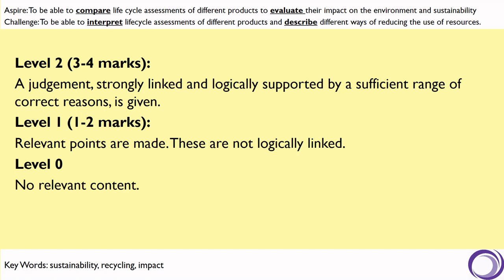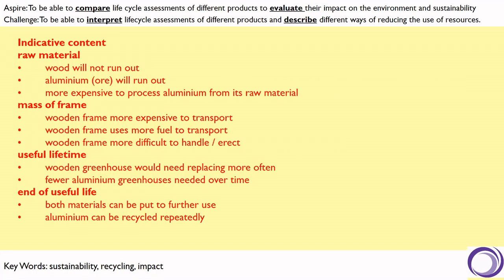So let's have a look at some of the links and the information you could have got from that question to help you support that answer. So if you were talking about the raw materials, you could talk about the fact that wood will not run out, whereas aluminium will because it's a finite resource. And also it's more expensive to process aluminium from its raw material. Looking at the mass of the frame, the wooden frame is going to be more expensive to transport, it will use more fuel, and it's going to be more difficult to handle.